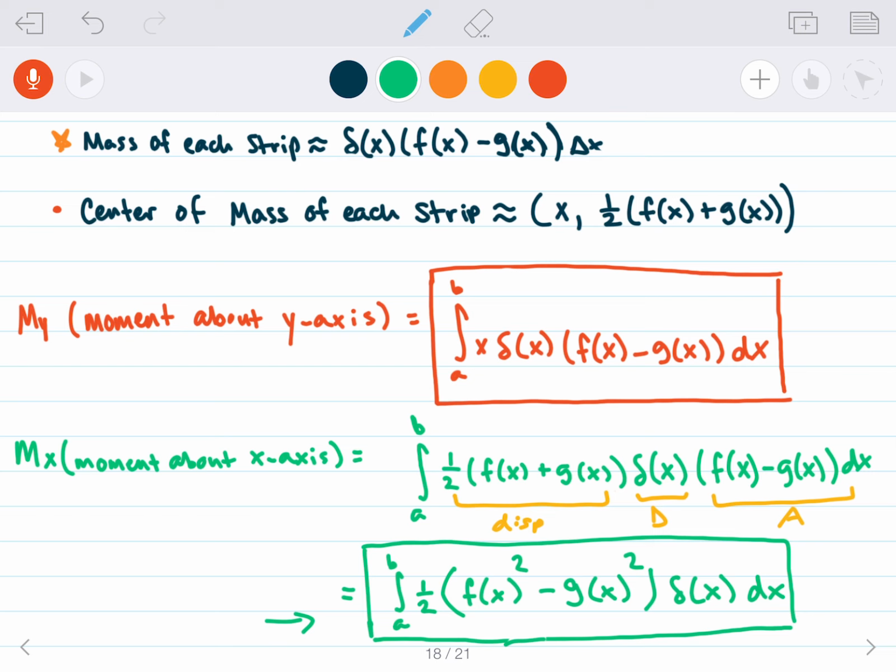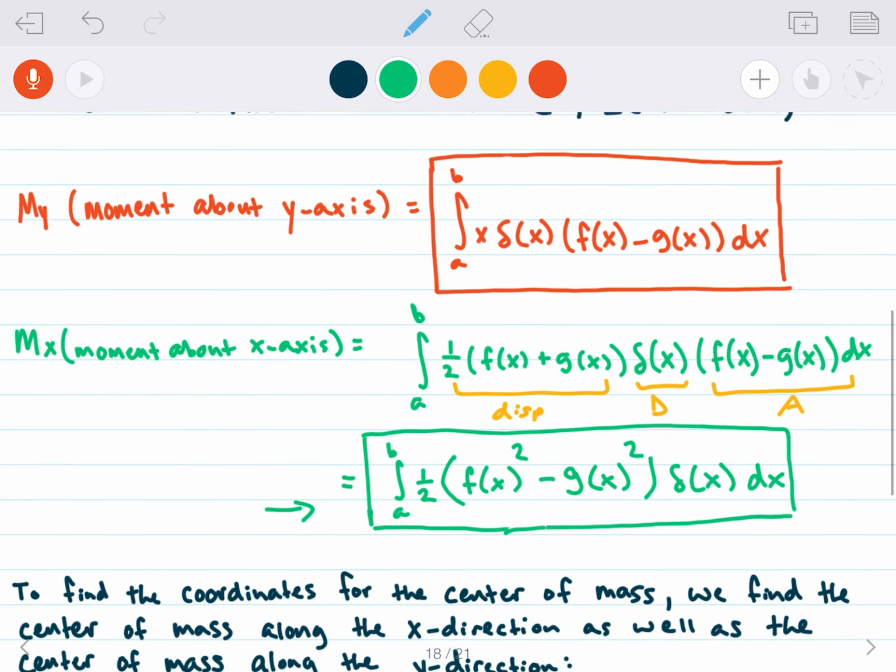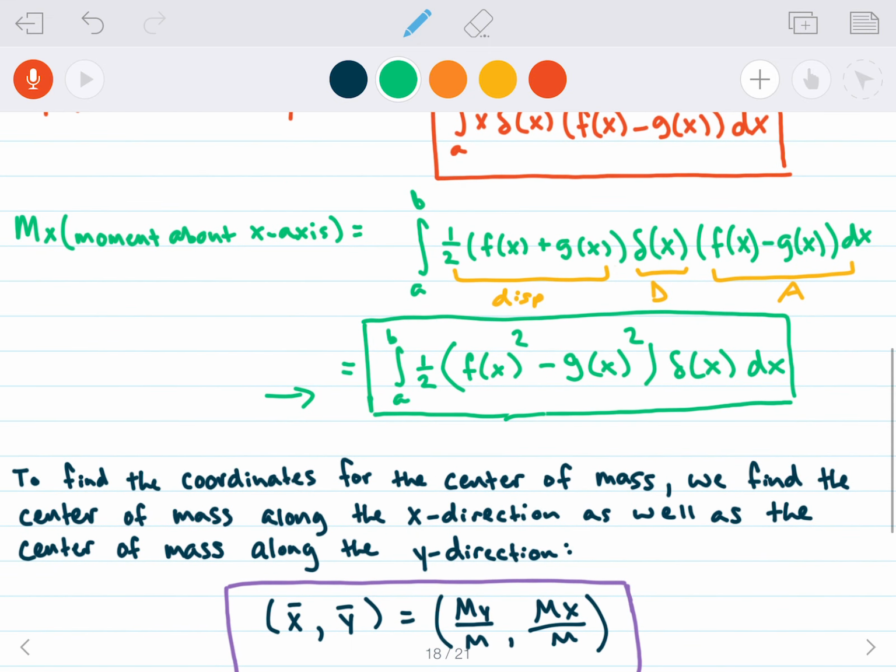But from this point on, you guys are just going to have to use the formulas. You're not going to have to derive anything or do that. So let's scroll down here.